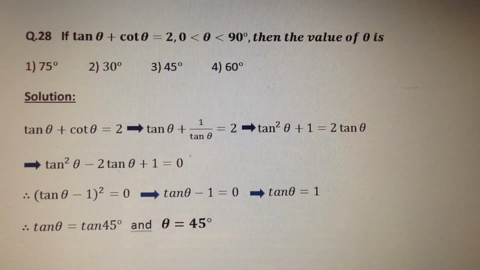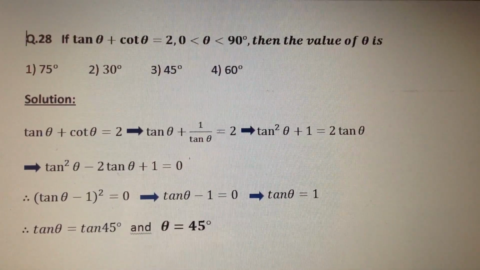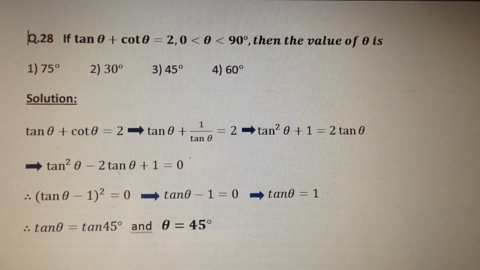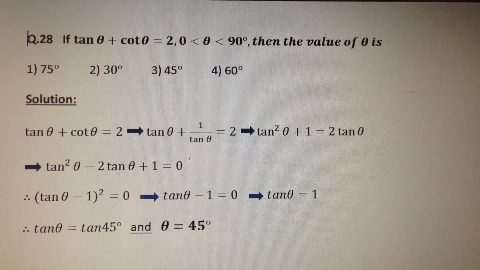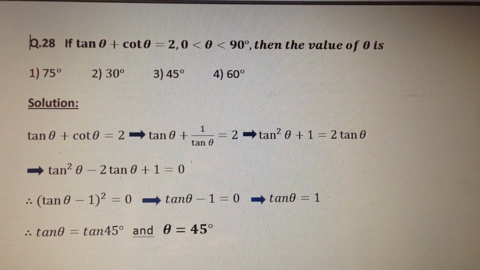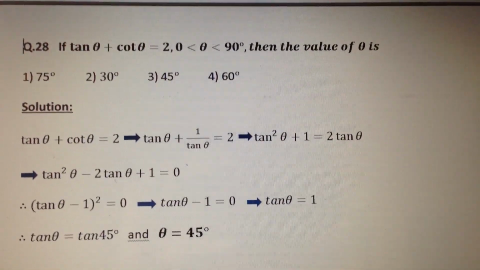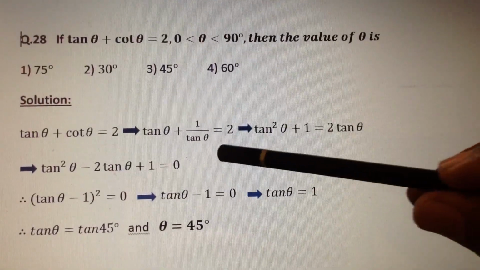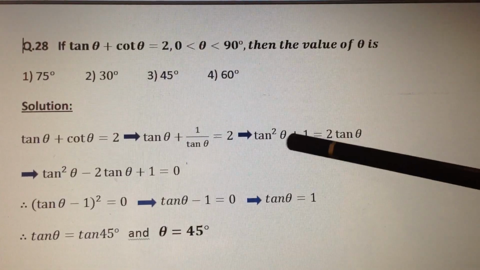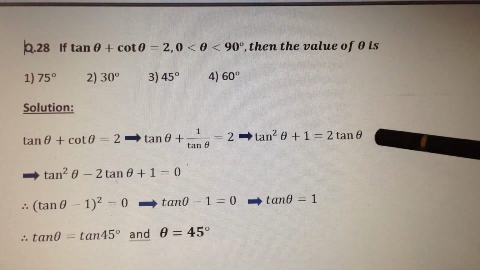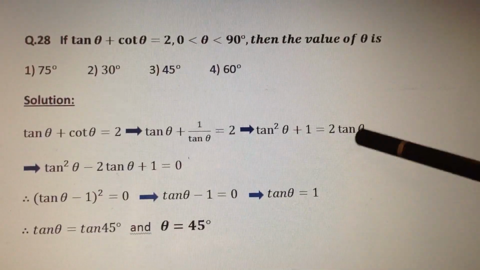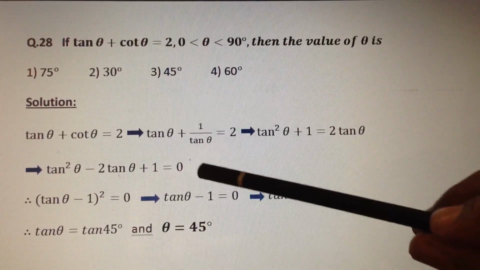Next question. If tan theta plus cot theta is equal to 2 and theta is between 0 and 90 degrees, then find the value of theta. Tan theta plus cot theta is equal to 2. This is the given equation, and the equation can be written as tan theta plus 1 by tan theta, which is equal to 2. Therefore, tan square theta plus 1 is equal to 2 tan theta. Therefore, tan square theta minus 2 tan theta plus 1 is equal to 0.